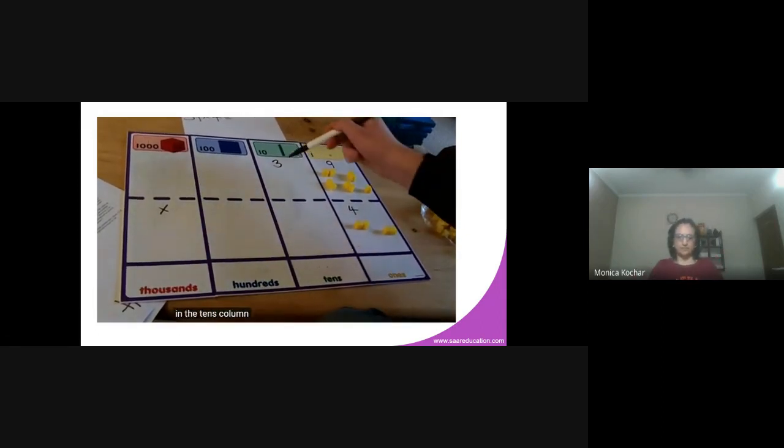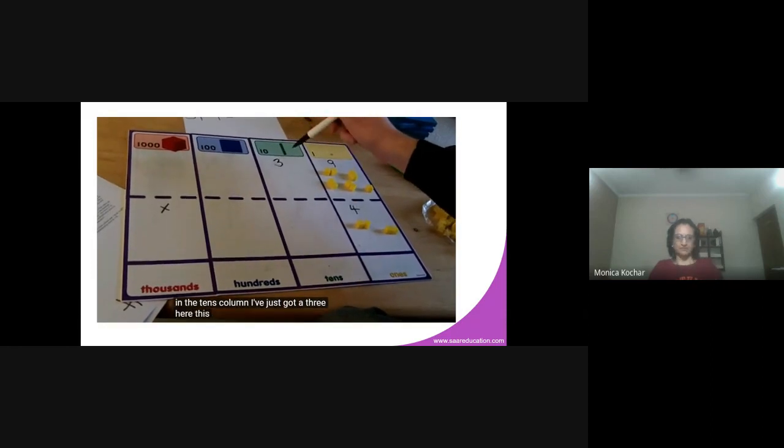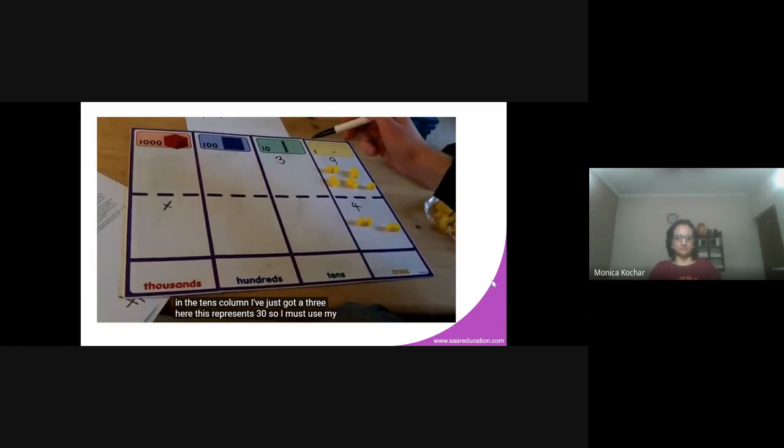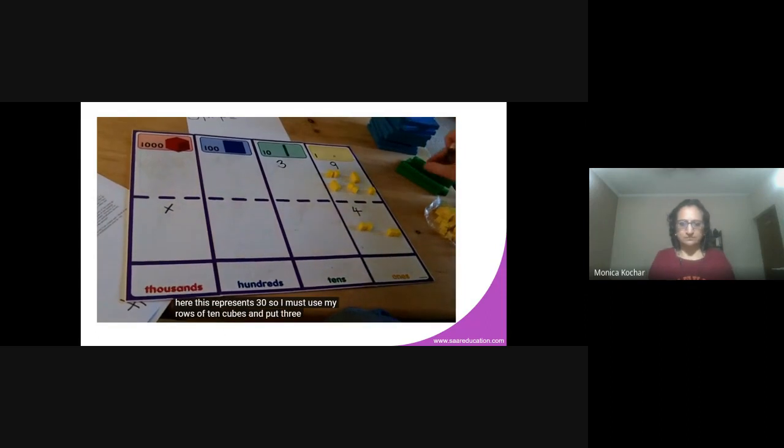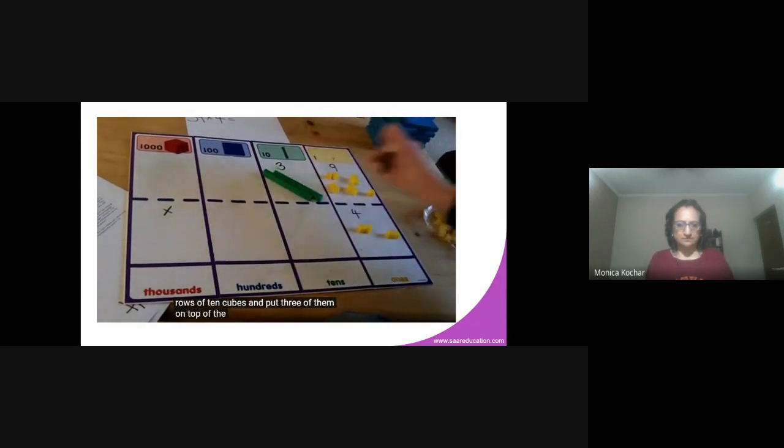In the tens column, I've just got a 3 here. This represents 30, so I must use my rows of 10 cubes and put 3 of them on top of the 30.